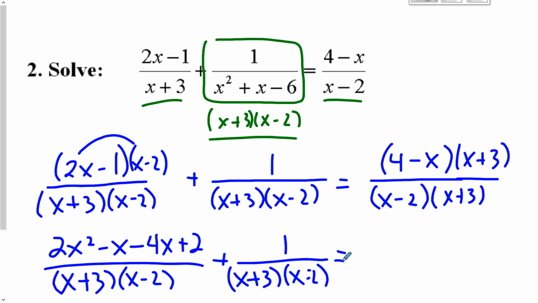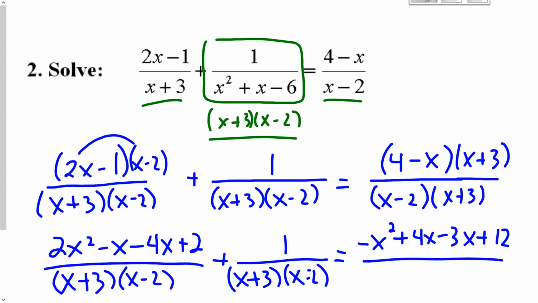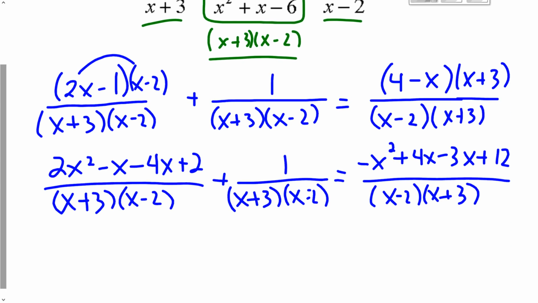And then the last one here, we would have a negative x squared plus 4x minus 3x, and then plus 12, and all of that over x minus 2, x plus 3. All right, so we've got a common denominator, we got everything distributed. Now we can combine the two fractions on the left-hand side and solve for x. So let's do that.